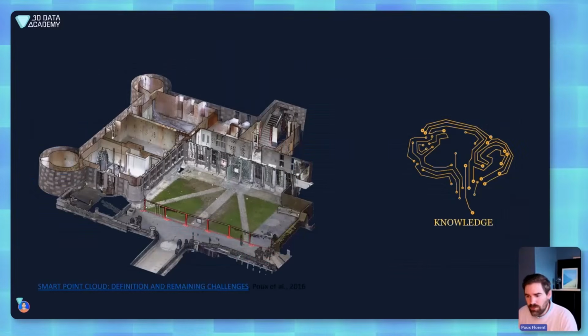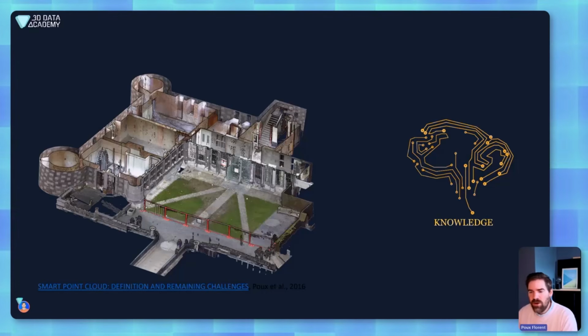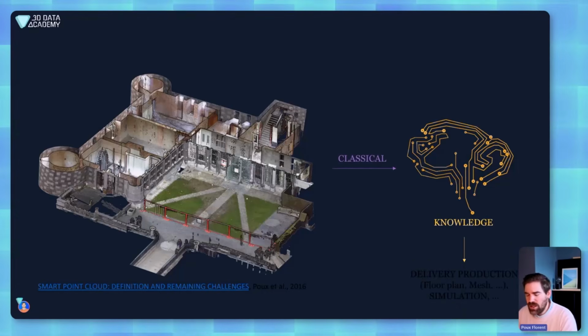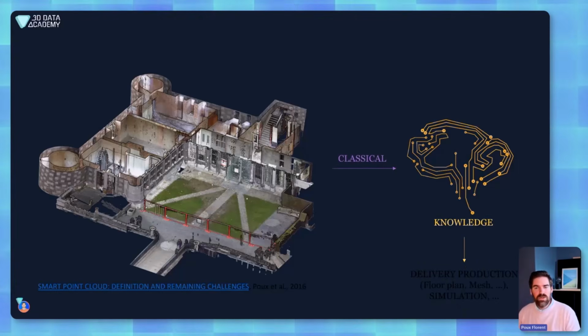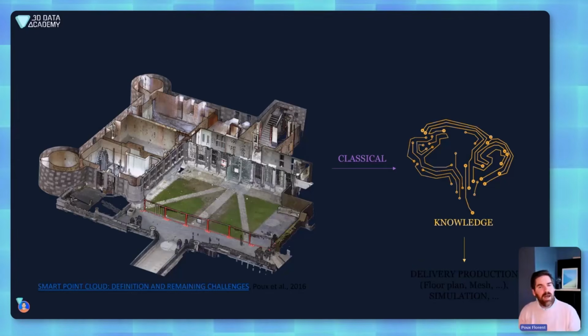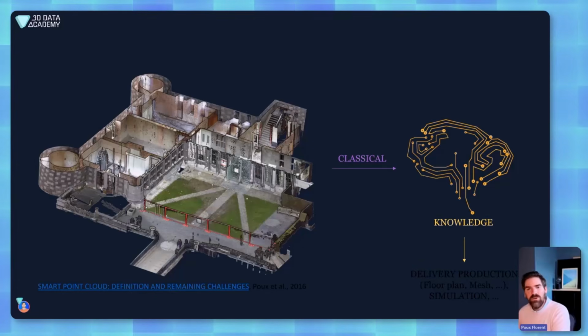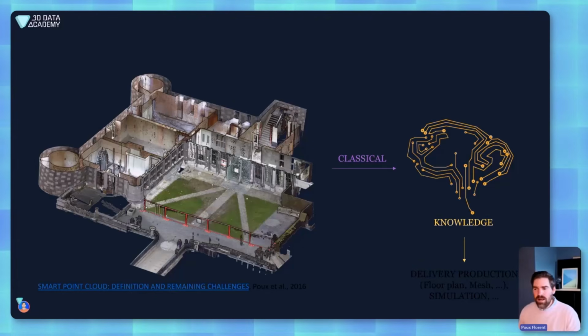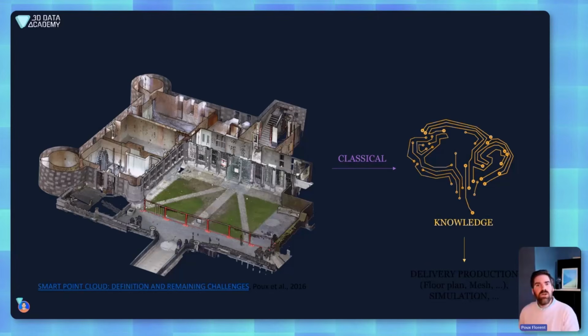Okay, so all of these thoughts, of course, were injected a lot in some papers I wrote early on around the concept of smart point cloud, essentially trying to see what was done at the time. So we had the point cloud and we had the expert behind the desk, right, extracting a product, a deliverable that could be a floor plan, a mesh for simulation, for a VR project, or anything else. But he was doing that mostly manually or semi-automatically.